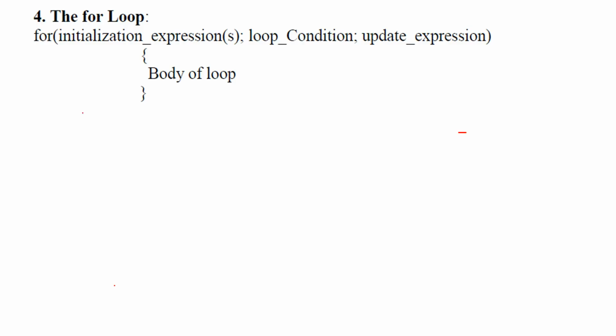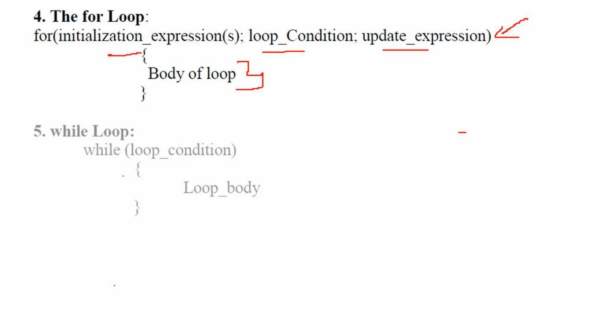Now the for loop. This for loop is a very elegant loop. The reason is that the initialization, the condition where the loop is going to come out, and the update expression, that is the increment and decrement, you will find in one line. This is the entry control loop, and all the content, that is the statements, are written in these braces.